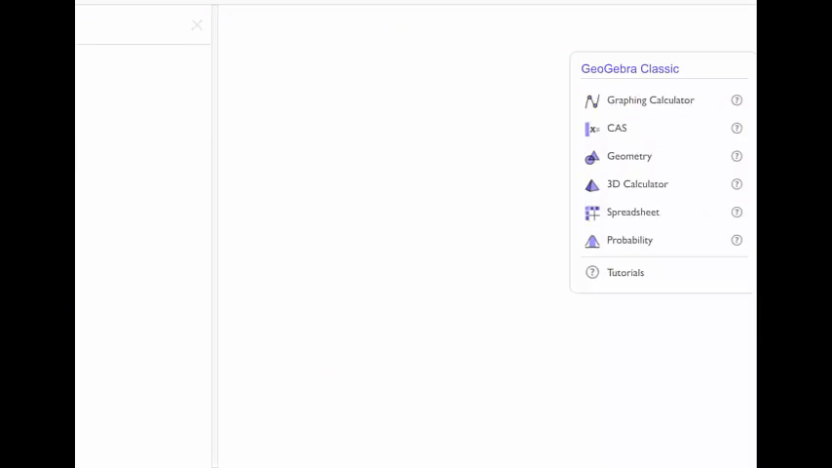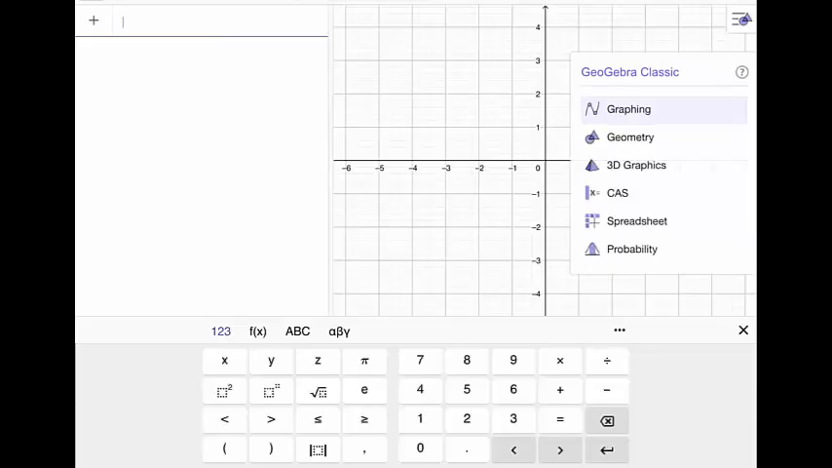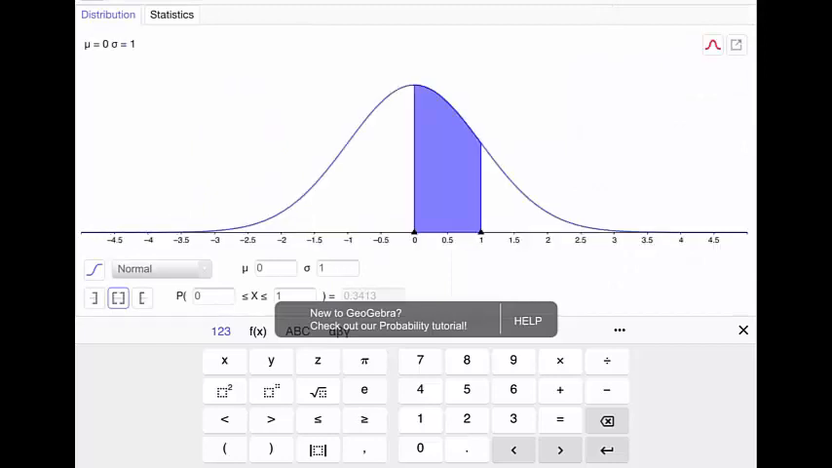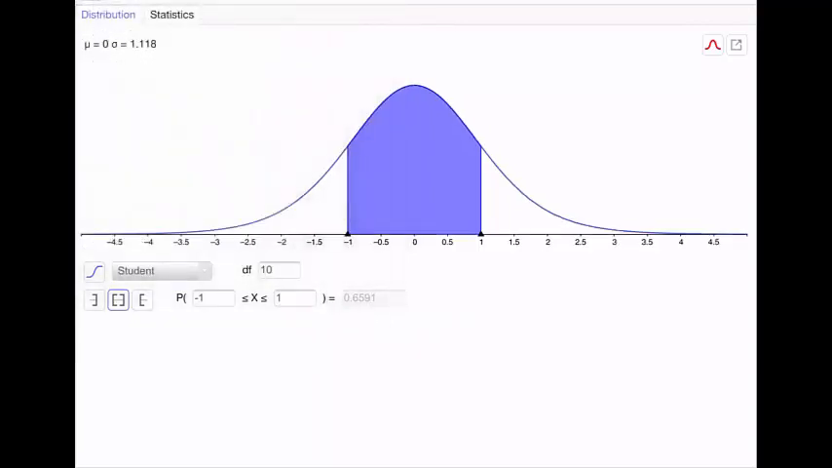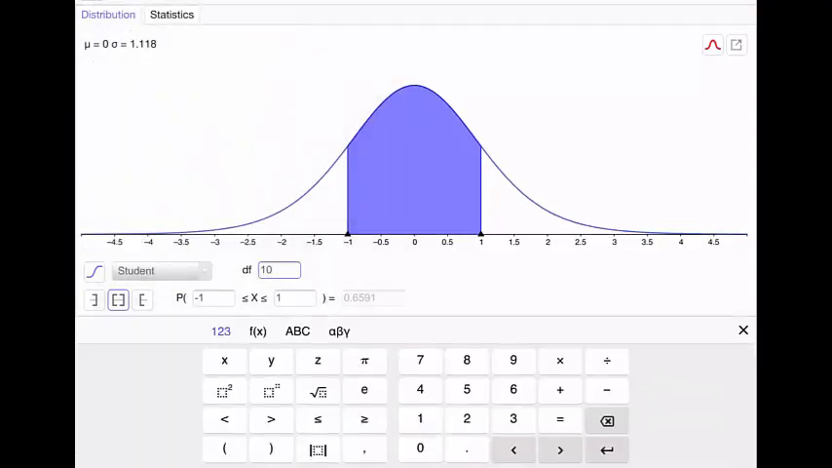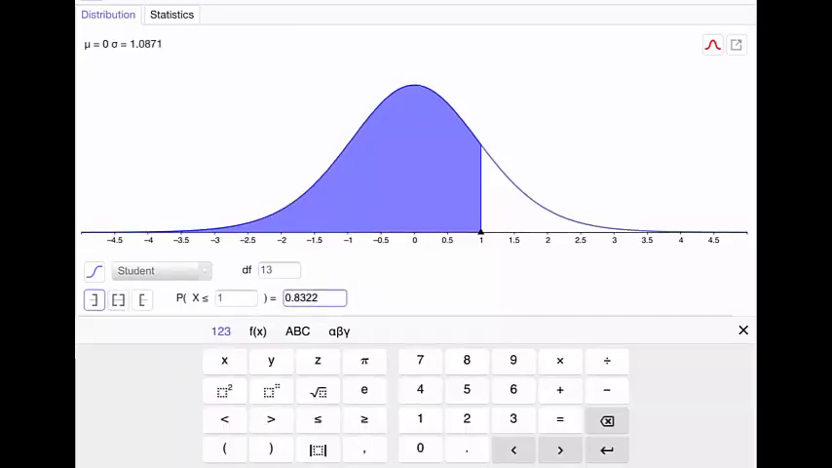So jumping back over to GeoGebra, using that as a statistical calculator to figure out that cutoff point. Let's grab the first one here. Let's go find t. All right, there we go. There's t, student t. Change that to 13. Done. Grab the left bracket there and then place in that 0.005. Okay, done. There's our first lower value.